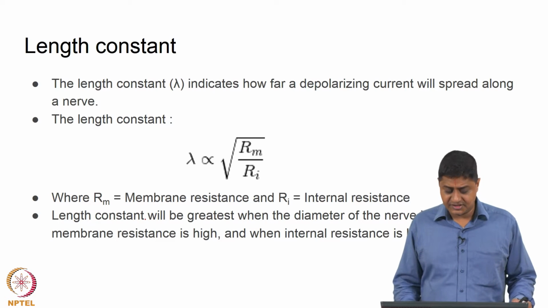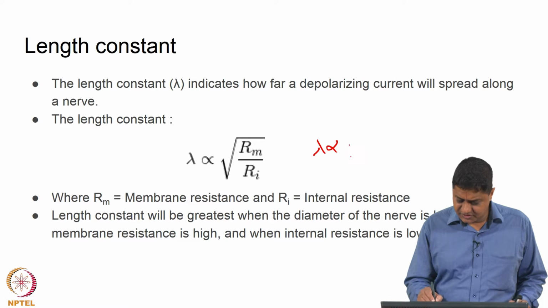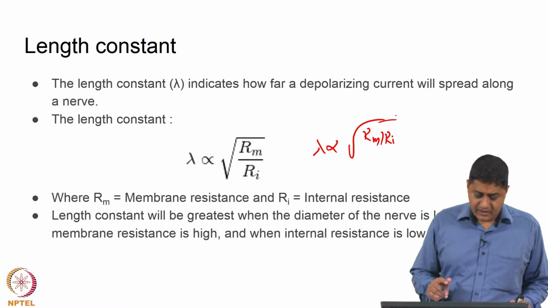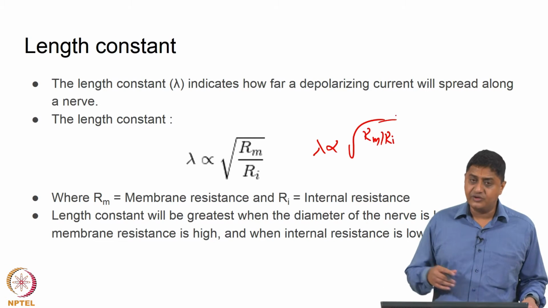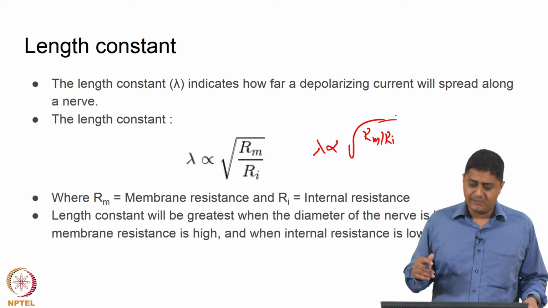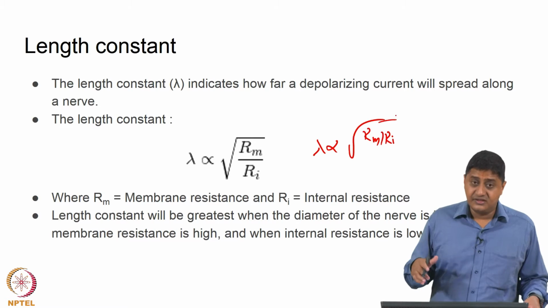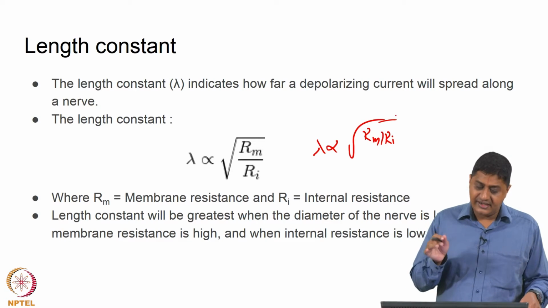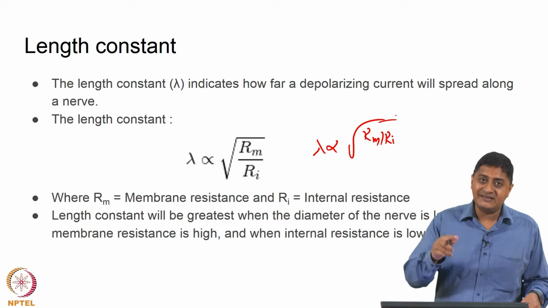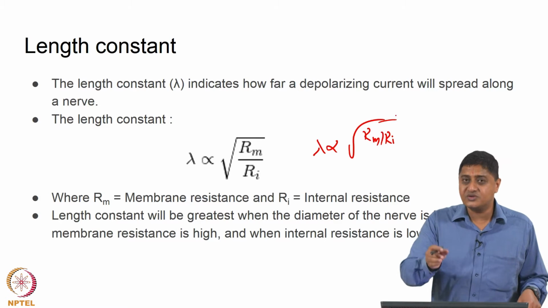What about the length constant? Essentially the length constant is proportional to the square root of Rm and Ra. To what extent the depolarizing current will go along a neuron before it loses its strength is the question, right. If I were to design the system, this will give me an idea where to place the next voltage gated sodium channel. You do not want them to be placed too close or too far away.